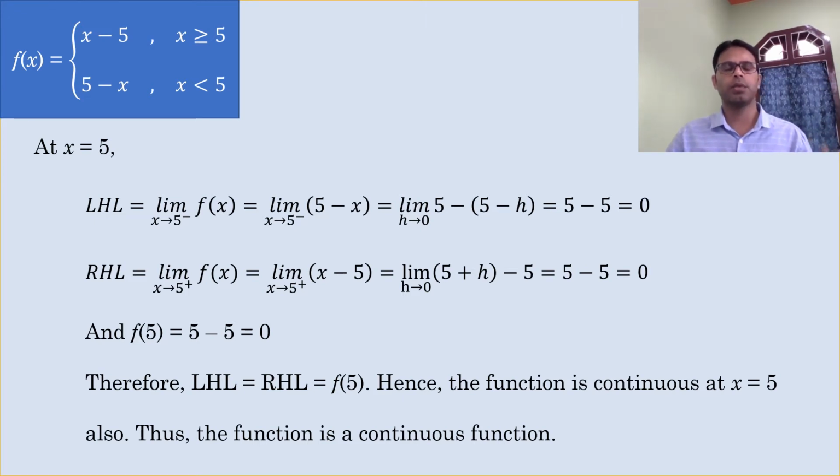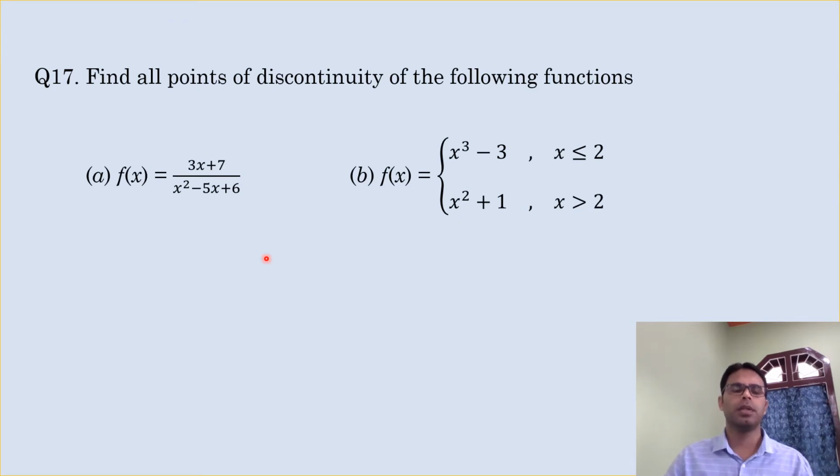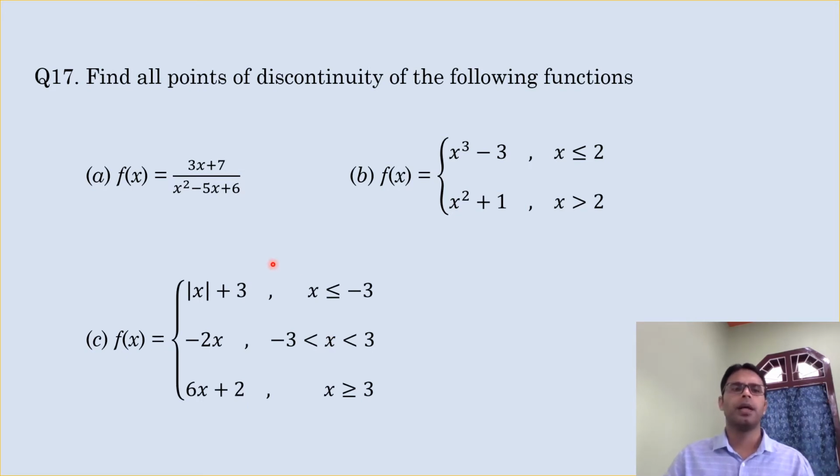Now we come to the next question. Find all points of discontinuity of the following functions. Similar type question actually. This is one of the functions and this is the second function, and this is the third question. Come to this question. f(x) is equal to (3x plus 7) divided by (x square minus 5x plus 6).